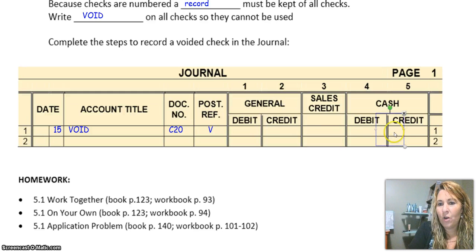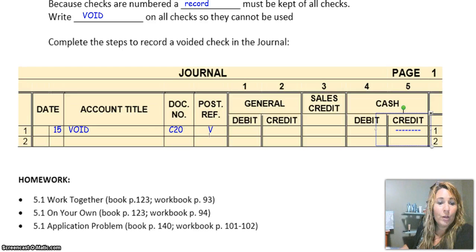And we're just going to draw a line through this because that way we don't get confused. We know we wrote a check. So when you write a check, you always have cash credit. This is going to show that we really didn't have any amount for a credit. So that's all you have to do to record a voided check. When you're going through posting this into your journal, you're just going to skip over this line because it already has the check number in the post reference.